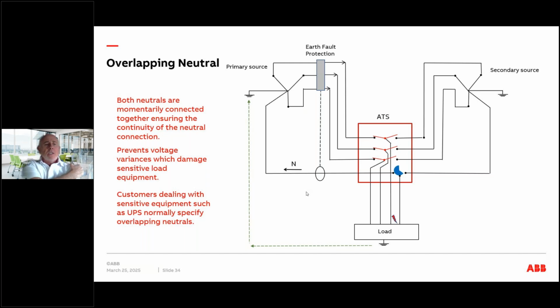So the importance of this really, we see overlapping neutrals a requirement where normally you may have some sensitive electronic equipment downstream, which might not like having what we call a floating neutral. So you may have voltage variances which may cause damage to sensitive equipment. So if there is a concern over that, then overlapping neutrals may be the best solution. But basically, this is what it means.